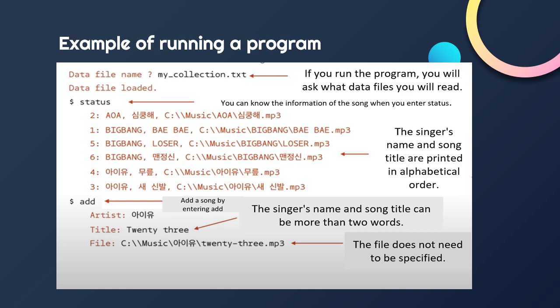Second is the prompt to add a song by entering add. The singer's name and the song title can be more than two words. For example, artist IU, enter the title, and it prints out the entry at 23 and the file path. The file path does not need to be specified; the artist and title are what is important.